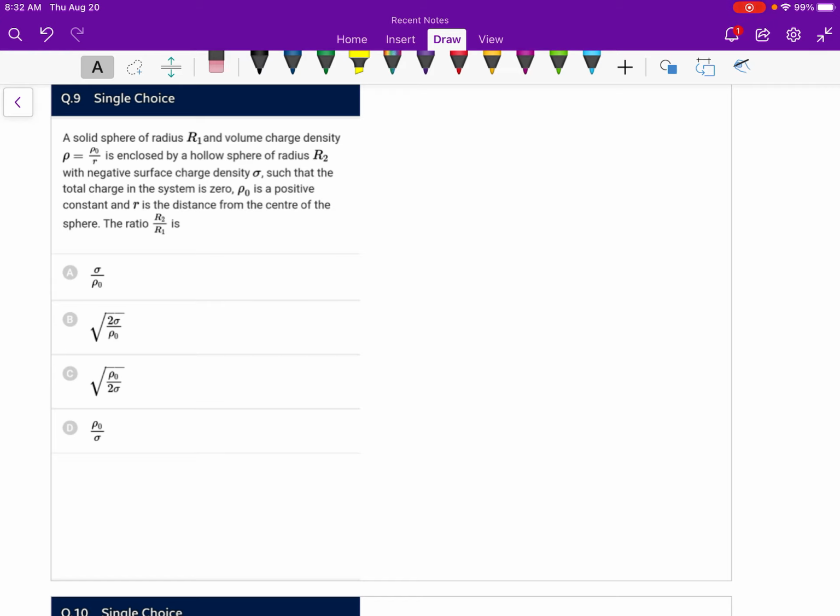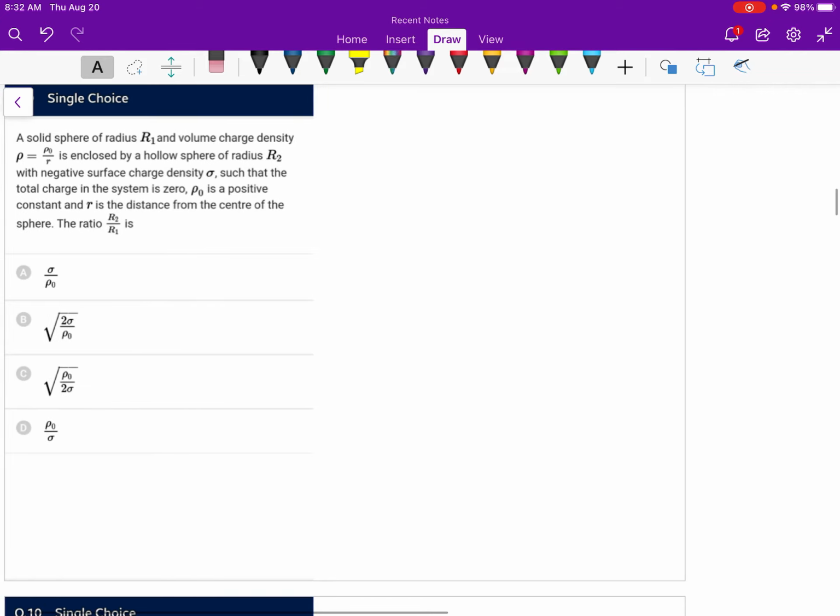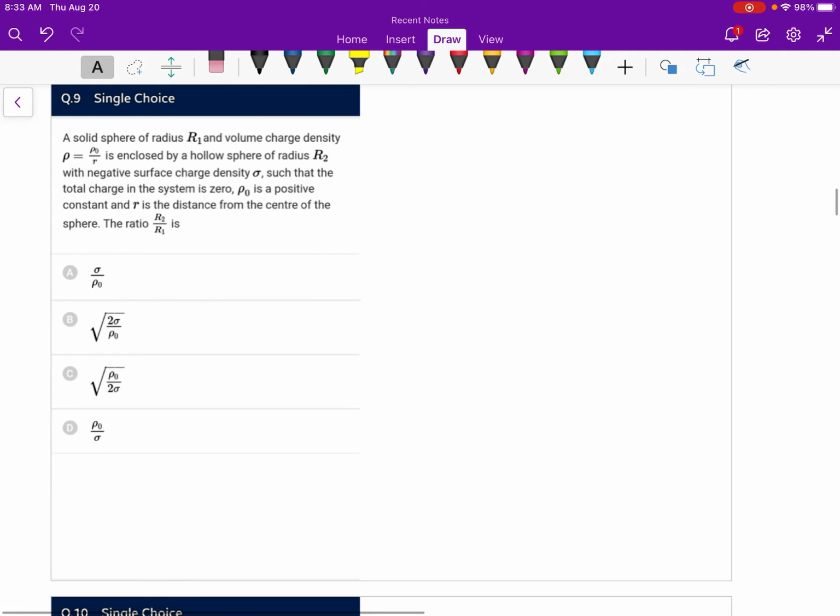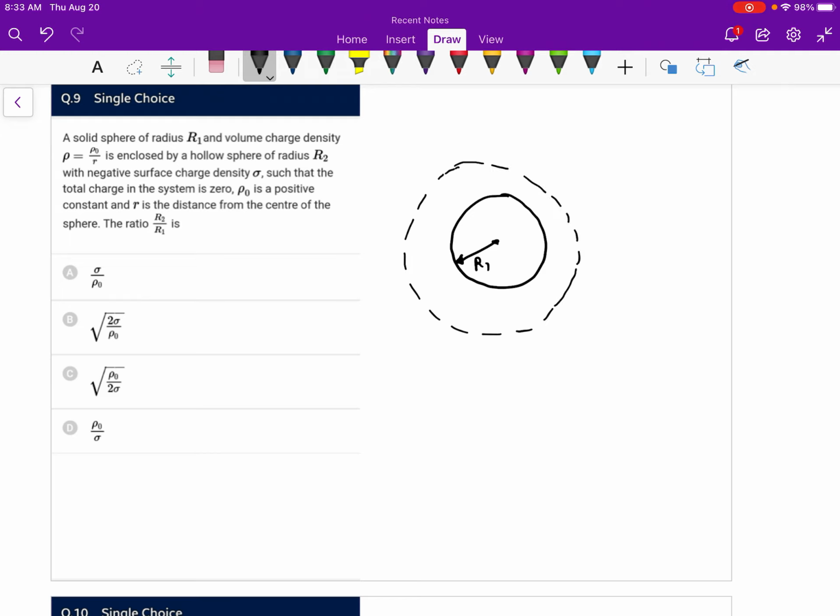Solid sphere of density rho naught by r is enclosed by a hollow sphere of radius R2, density minus sigma, and rho naught is a positive constant, r is distance from the center. Find the ratio R2 by R1 such that the total charge of the system is 0. So we have this solid sphere of radius R1 surrounded by a shell of radius R2. Okay, charge density on the shell is minus sigma.